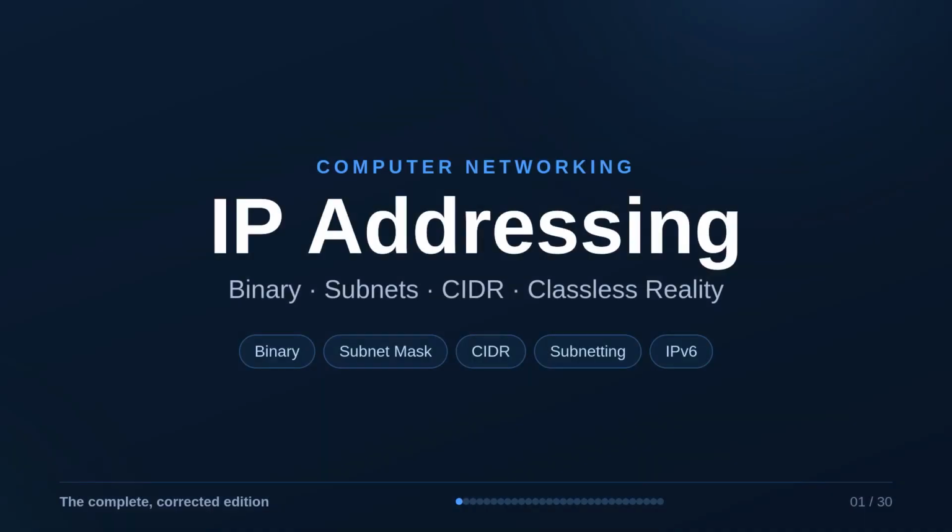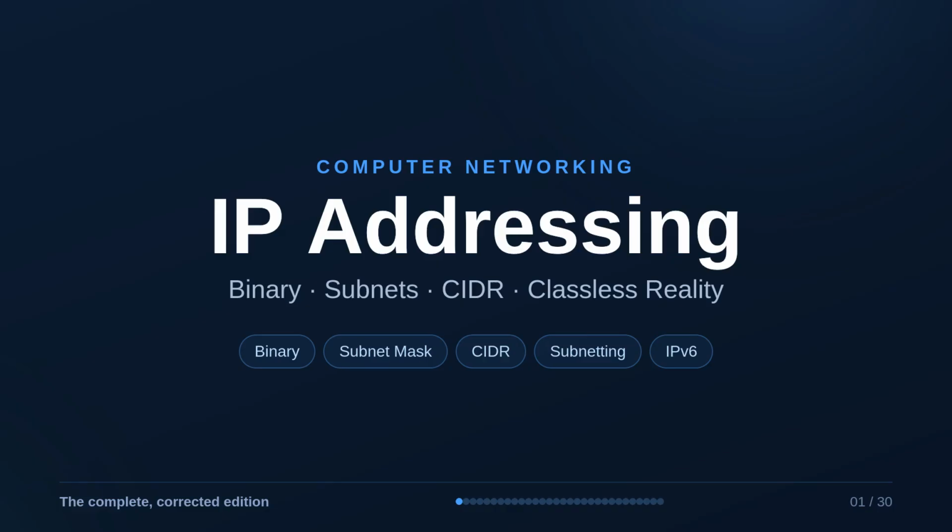Welcome to this complete tutorial on IP addressing. By the end, you'll understand binary, how an IP address is built, the network and host parts, slash notation, how to count hosts, the classes and why they are now history, subnetting, public versus private addresses, and even a look at IP version 6. This is the full picture, done right.